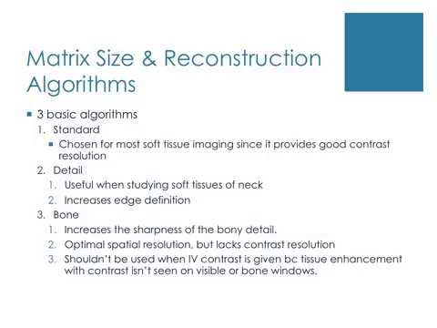It is important to distinguish gray from white matter when looking for acute cerebral infarction, as we've said before as well. The detail algorithm is useful when studying the soft tissues of the neck, and this increases edge definition. The bone algorithm is used to increase the sharpness of the bony detail, and it optimizes facial resolution, but in trade-off, the contrast resolution is poor. It should not be used in isolation when the IV contrast is given because tissue enhancement is not visible on bone windows or bone settings.